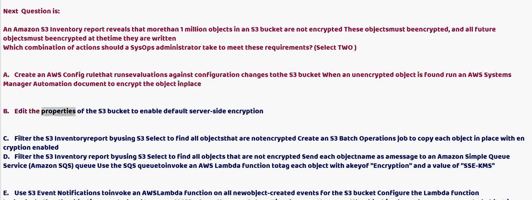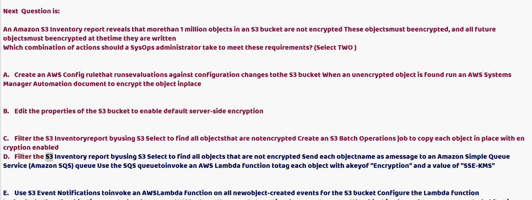B. Edit the properties of the S3 bucket to enable default server-side encryption. C. Filter the S3 inventory report using S3 Select to find all objects that are not encrypted. Create an S3 Batch Operations job to copy each object in place with encryption enabled.